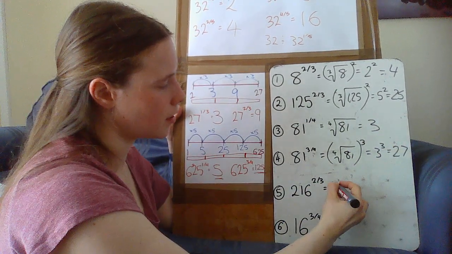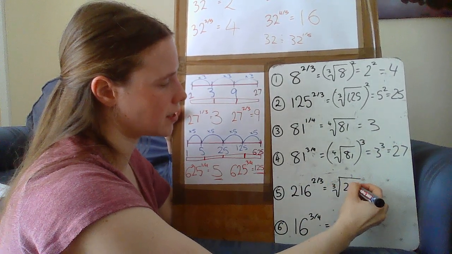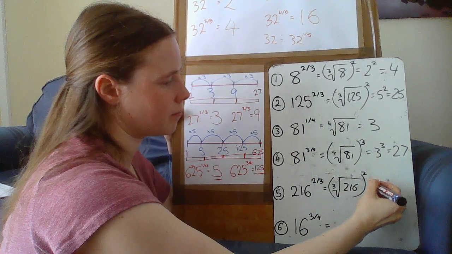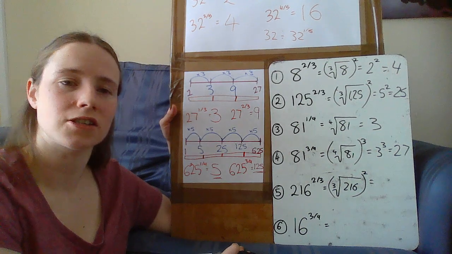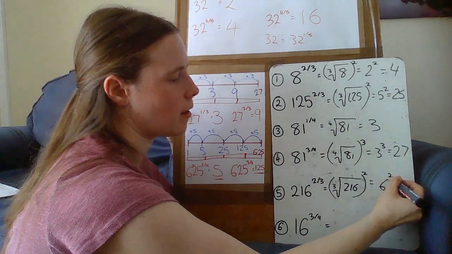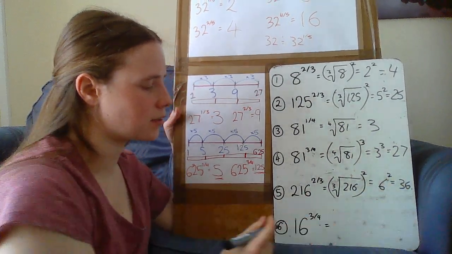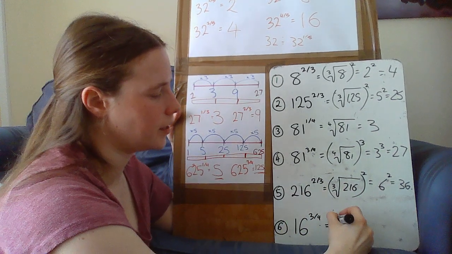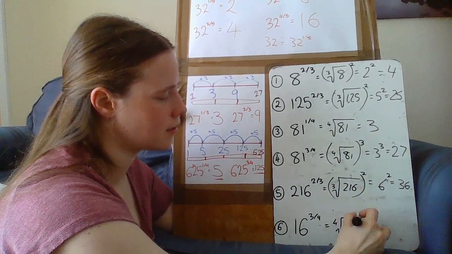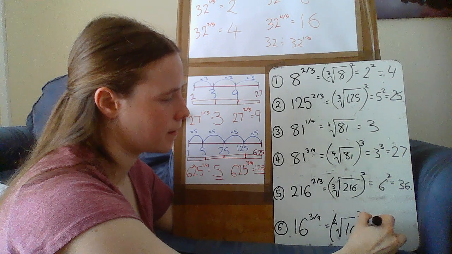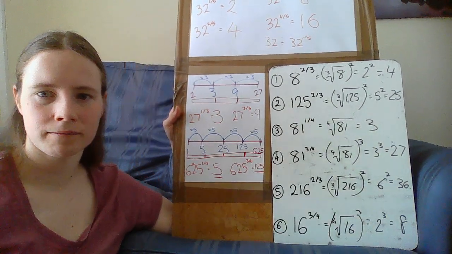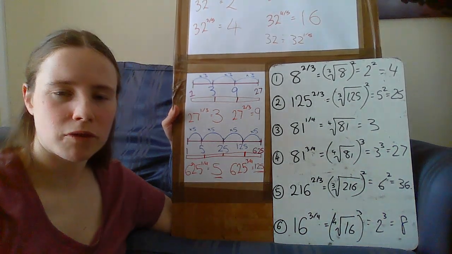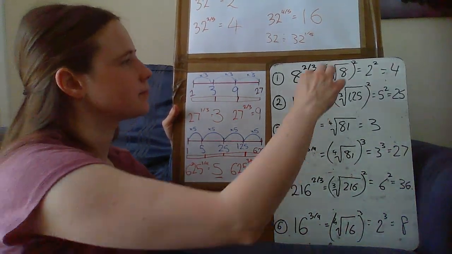Okay. Next one, I need to do the cube root of 216, then square it. Now, the cube root of 216 might have taken you a while. That's absolutely fine. It's actually 6. And then I square 6 to get 36. And then the final one, I need to do the 4th root of 16, then cube it. That gets me 2 cubed, or 8. Okay. Let's move on to some slightly more complicated ones.